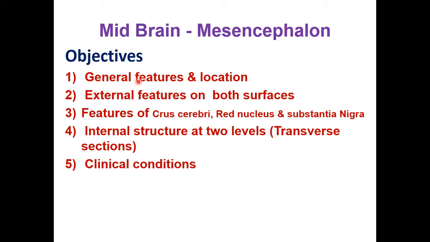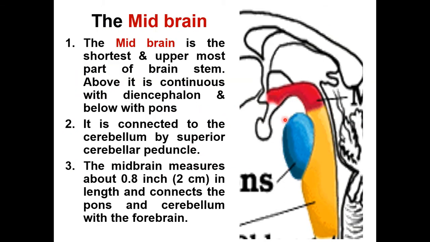What are the external features on both surfaces, ventral and dorsal, and what are the features of the crus cerebri, red nucleus, and substantia nigra. After discussing the external features, we will discuss the internal structures at two levels and some clinical correlations.